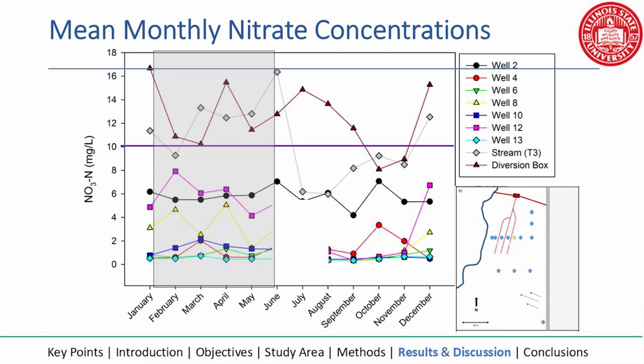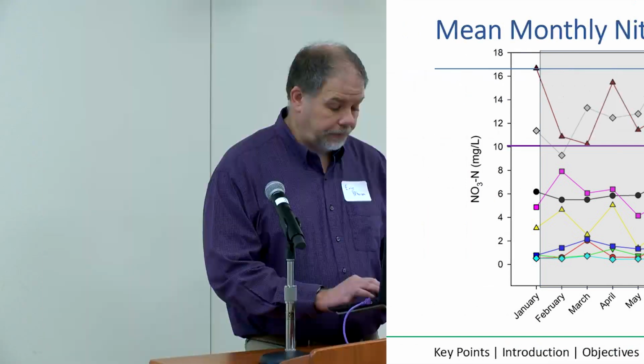For some of the down gradient wells, which include, they're not labeled, include 6, 8, 10, and 12, they end up being a little higher during the period when the tile is flowing versus when the tile is not flowing. And when the tile is not flowing, those concentrations go back down. So again, we're seeing the impact of the tile in the down gradient area with concentrations going up, but they're not at the level of what the tile is.